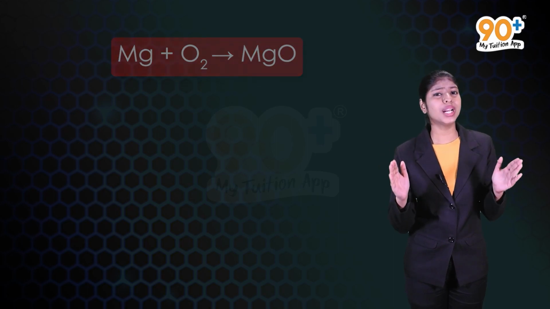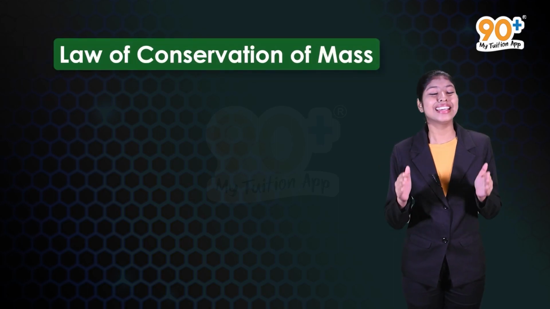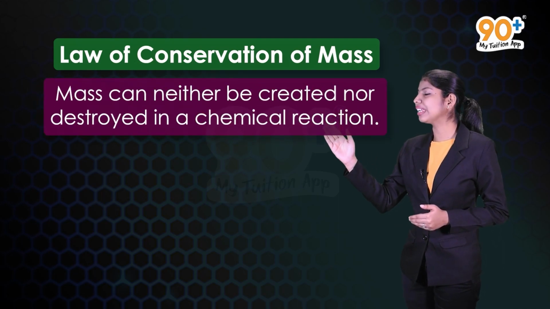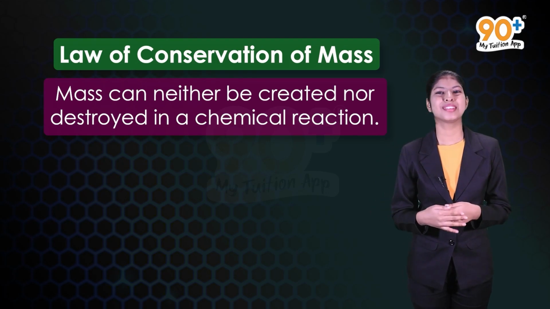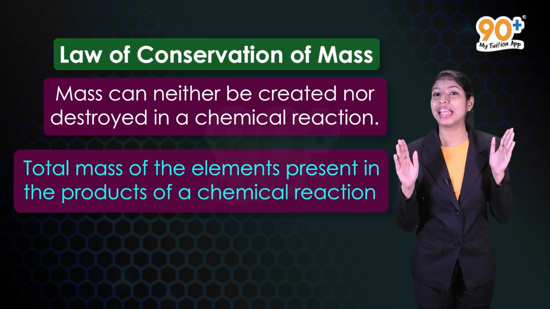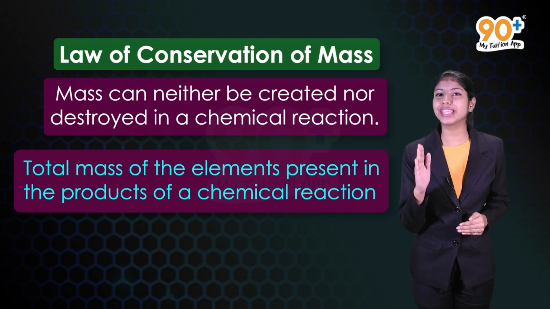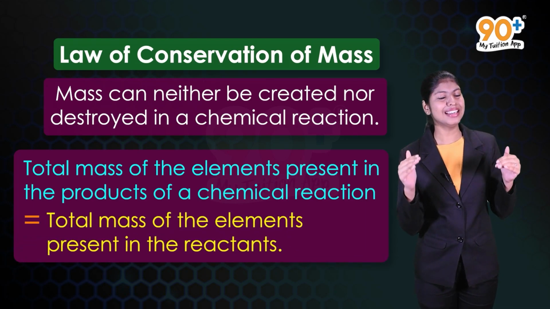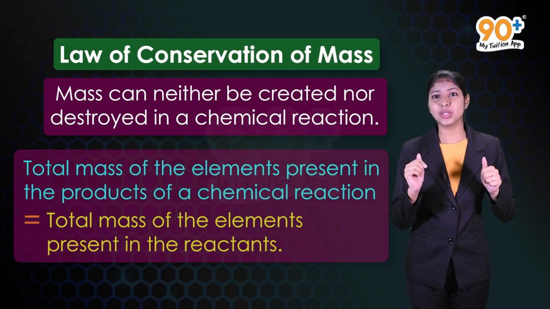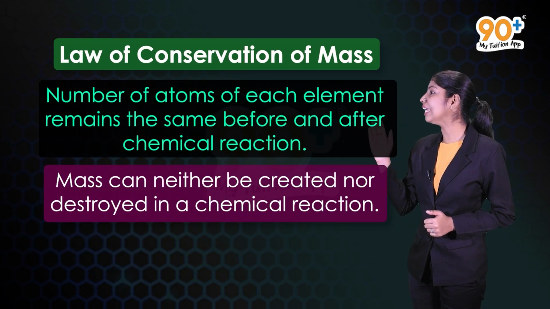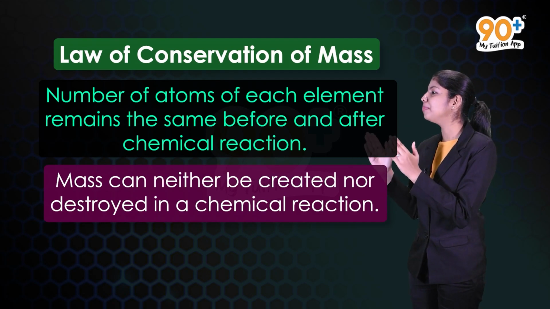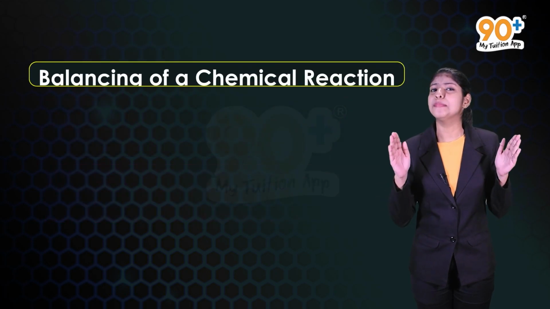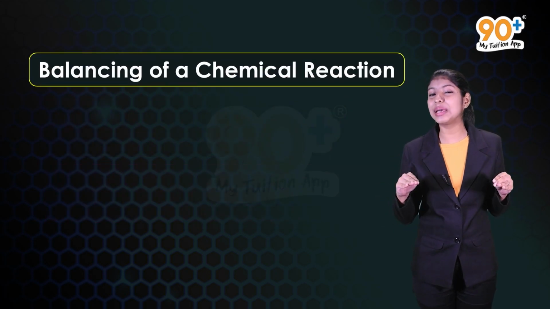So you tell me, what is the law of conservation of mass? It can be stated that mass can neither be created nor destroyed in a chemical reaction. That is, the total mass of the elements present in the products of a chemical reaction has to be equal to the total mass of the elements present in the reactants. Or we can also say that the number of atoms of each element remains the same before and after the chemical reaction. Now let us learn balancing chemical equations step by step.